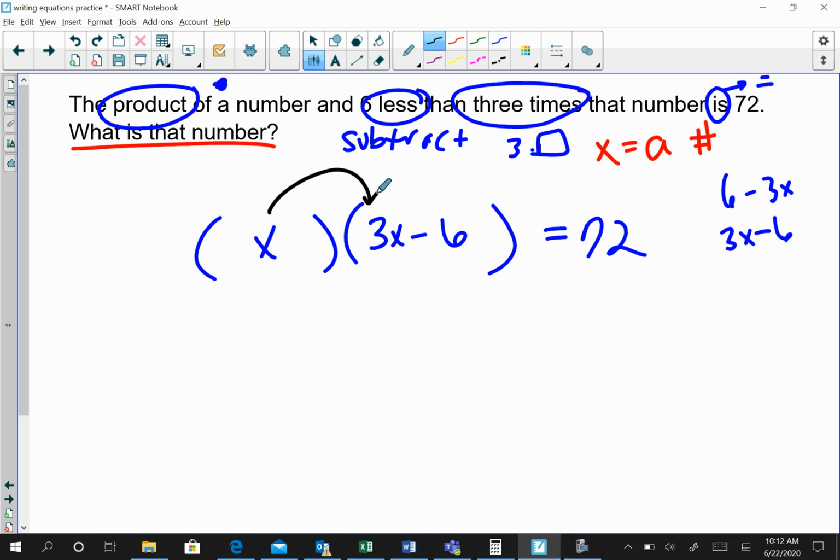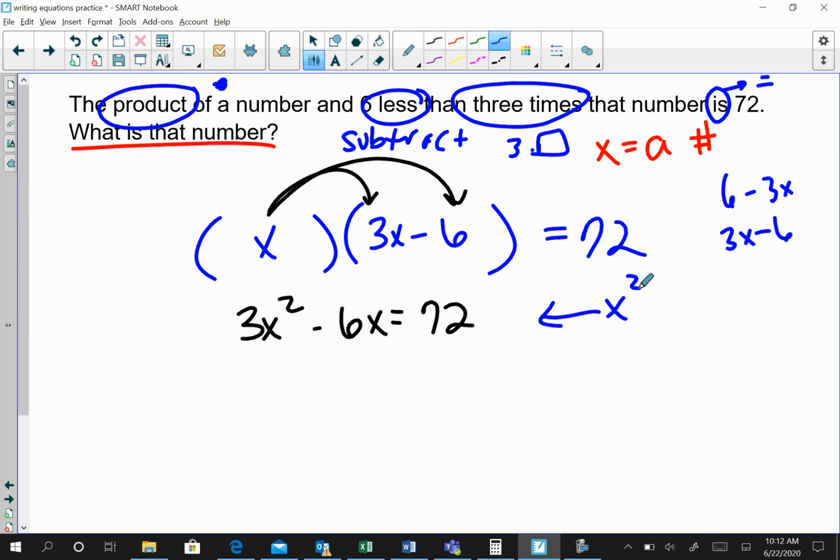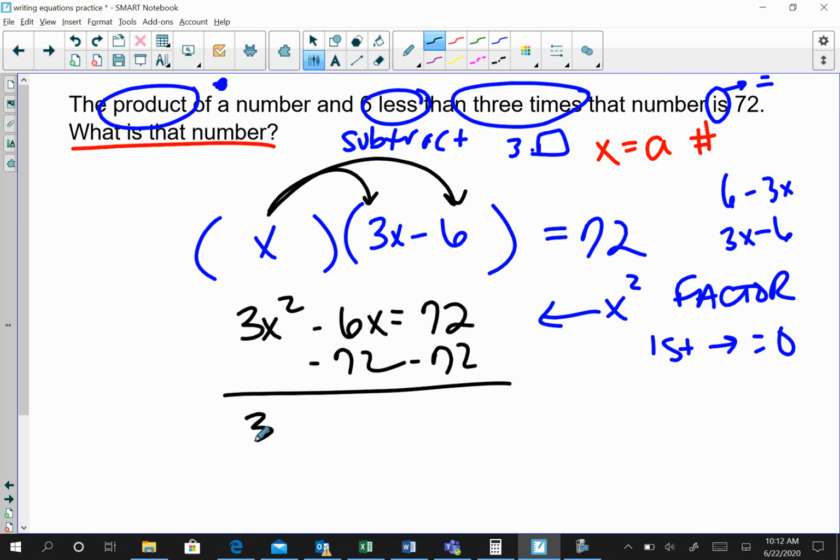X times 3x is 3x squared because you multiply 2 x's together. 6 times x is 6x equals 72. This is a quadratic. Anytime you have an x squared, try to factor. You cannot factor until first the equation is equal to 0. So that means I need to move this 72 over to the other side. 3x squared minus 6x minus 72 equals 0.